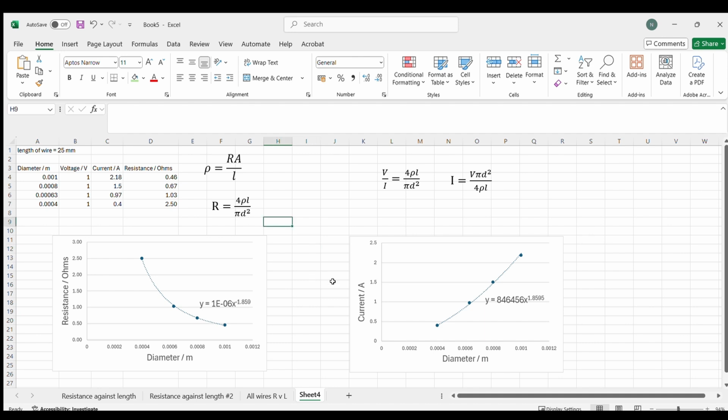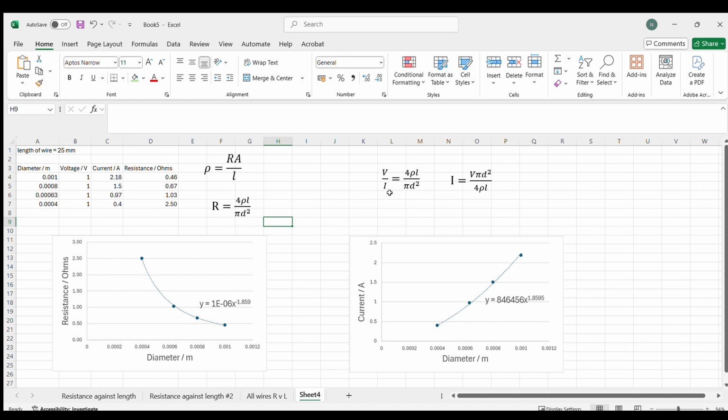And while we're here, we can also plot current on the y-axis against diameter on the x. And again, we get this power relationship. And when we fit this in Excel, it refines the order of the equation to positive 1.8595, which again, we can round to the nearest integer, which is 2. And comparing this with the maths, this is exactly what we expect.